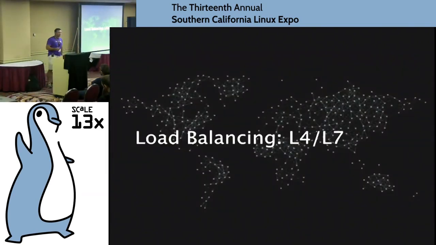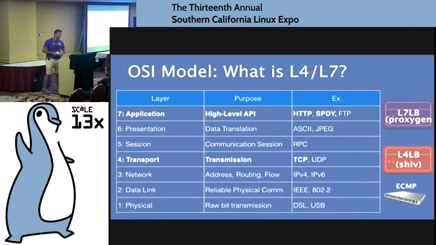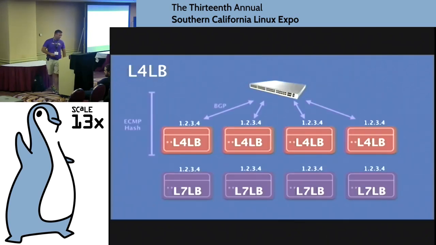Cool. So let's dig into the L4 and L7 load balancing a little bit. To break it down, you've already seen this ECMP to our L4 load balancer. That gets consistently hashed to one of our ProxyGen servers, which terminates TCP and SSL, and then that gets proxied back to an HHVM. So we saw our OSI model before. The L7 load balancer is ProxyGen, the L4 load balancer is Shiv, and then we have ECMP in there as well.